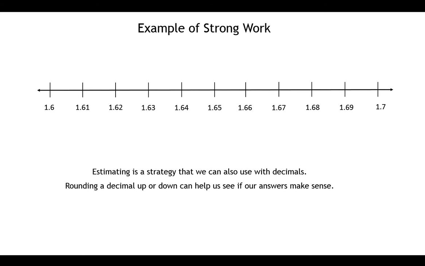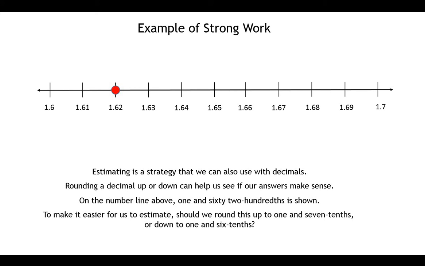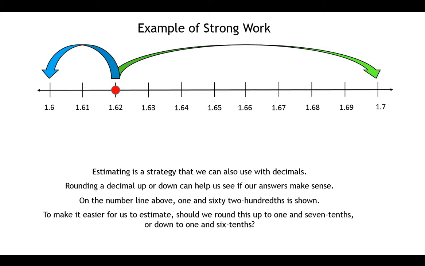Estimating is a strategy that we can also use with decimals. Rounding a decimal up or down can help us see if our answers make sense. On the number line above, 1 and 62 hundredths is shown. To make it easier for us to estimate, should we round this up to 1 and 7/10 or down to 1 and 6/10? It makes the most sense to round down to 1 and 6/10.